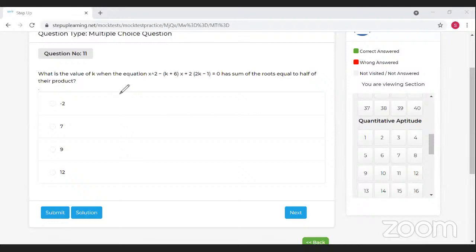So what is the sum of the roots? Minus b by a, and the product of roots is c by a. The condition here is that the sum of the roots is equal to half of the product of the roots. So the sum of the roots will be minus (k plus 6) is equal to 1 by 2 into 2 into (2k minus 1). Yeah, k is equal to 7. Correct. Fine. Let's move to the next one. I hope this one is clear to everyone.